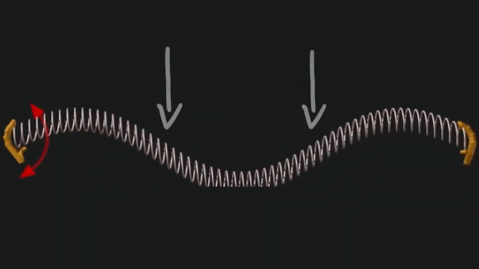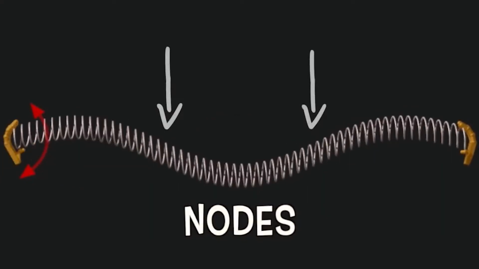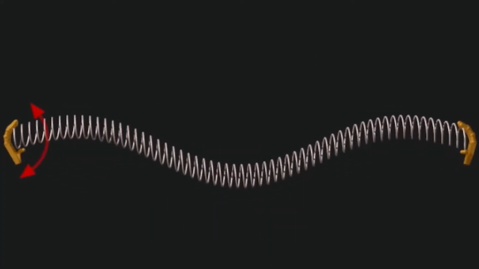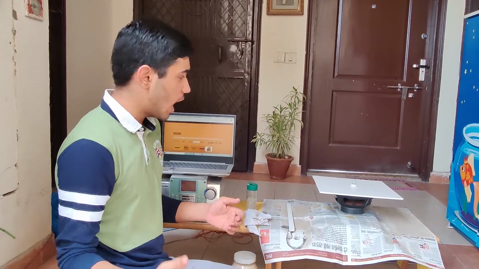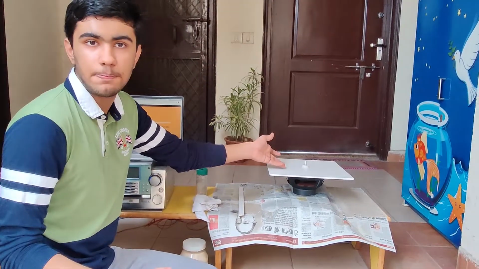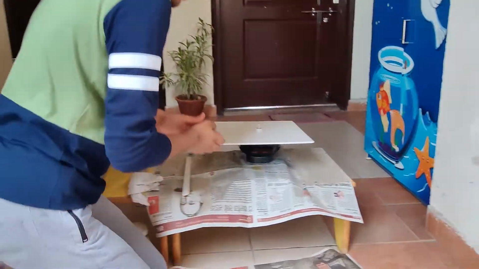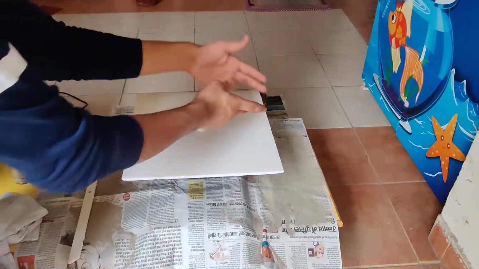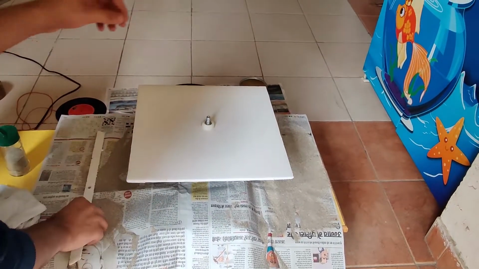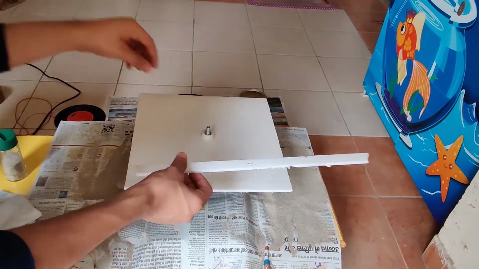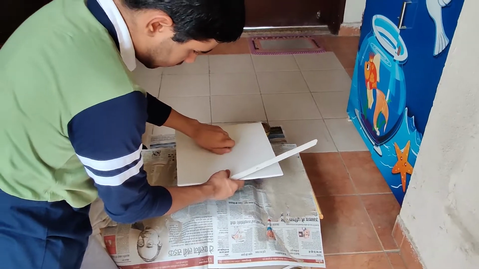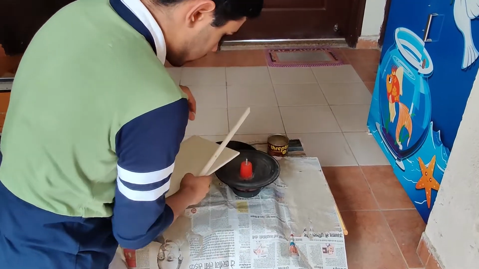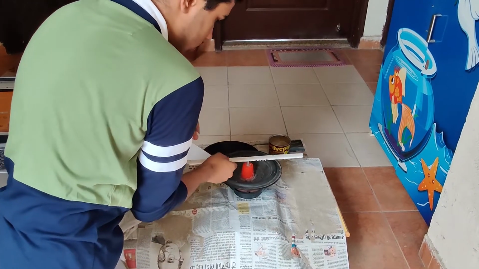The places where the wave appears to be not moving at all are called nodes, and the places where they move a lot are called antinodes. Now we know what nodes and antinodes are, but how does that relate to this foam piece? Let's understand. Here, I'll be showing you a cross section of the area of the foam piece, which will be represented by this strip. So I'll remove this and attach this.